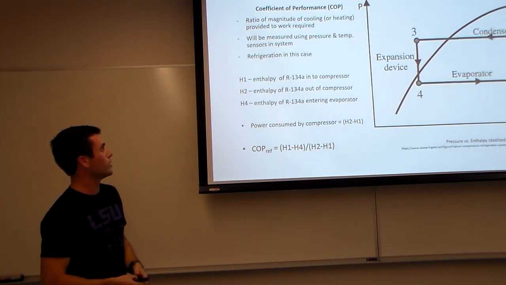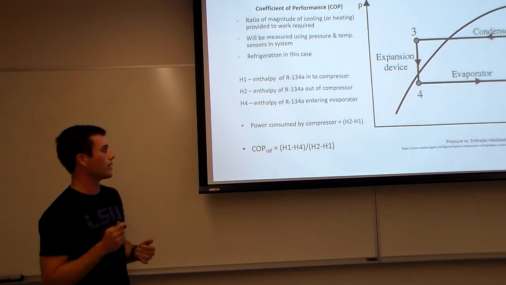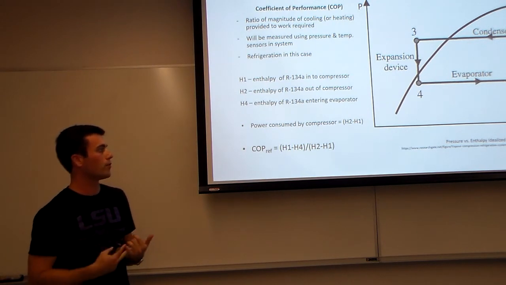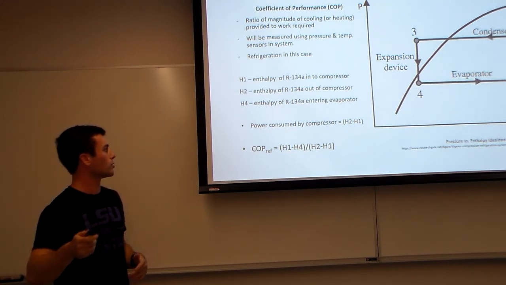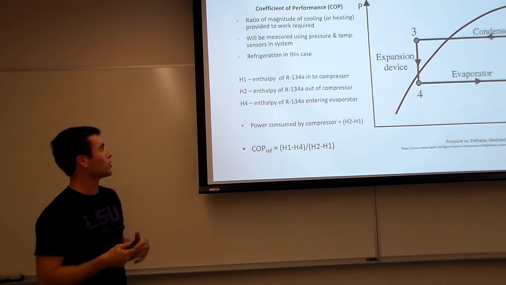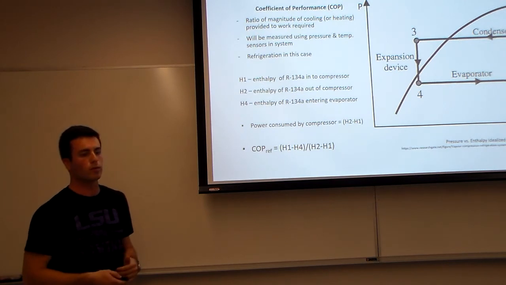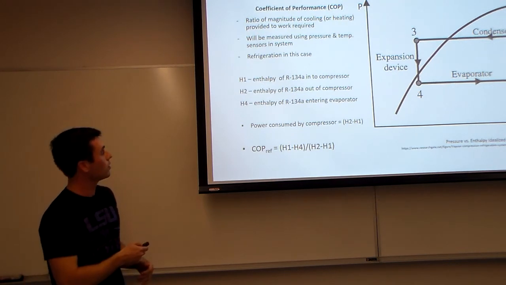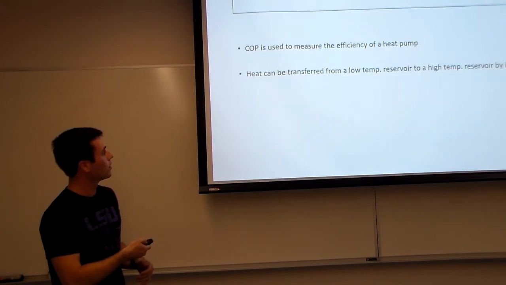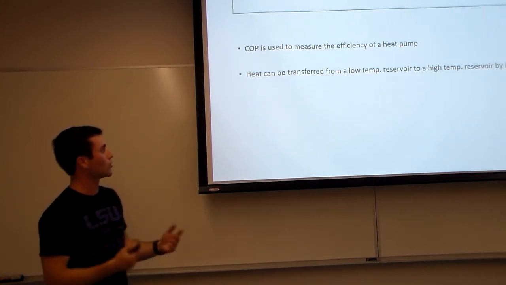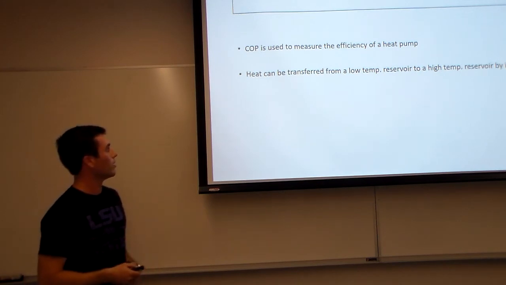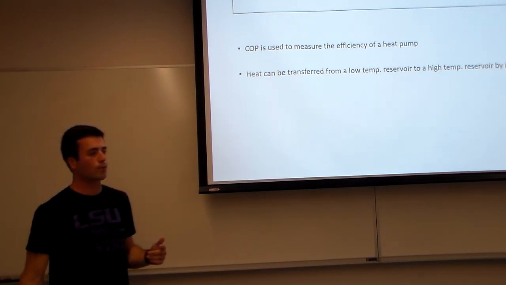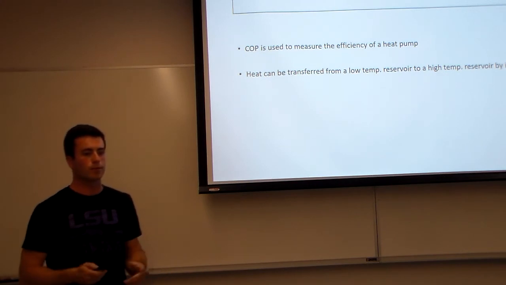What we're mainly interested in here is the coefficient of performance. We're going to be looking at the enthalpy before the evaporator, after the evaporator, and then that's also before the compressor. We're looking at the enthalpy after the compressor. Coefficient of performance is the ratio or magnitude of our cooling over the work we input into the system. In conclusion, coefficient of performance is just the efficiency of our heat pump. That's what we're mainly interested in for this experiment. And also heat can be transferred from a low temperature reservoir to a higher temperature reservoir if we just insert some work into the system.